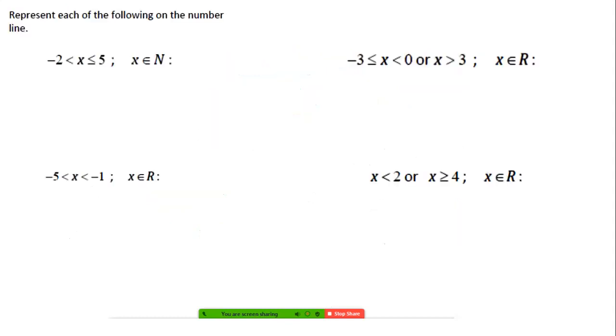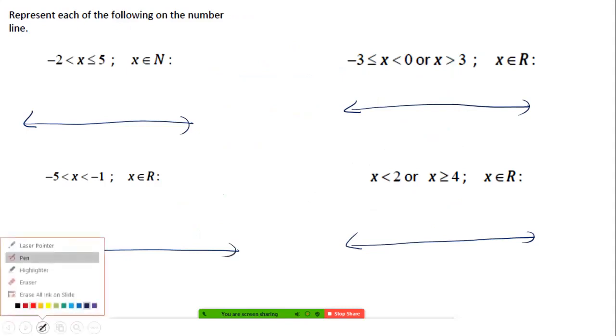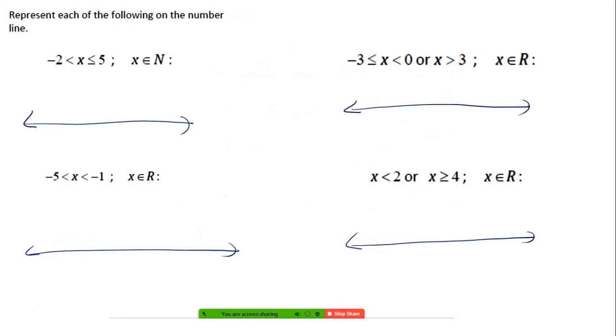And let's have a look at another question. In those questions, the question is saying to represent each of the following on the number line. So you draw your number line for each of them separately. And then active numbers. So for here, negative 2, 5.